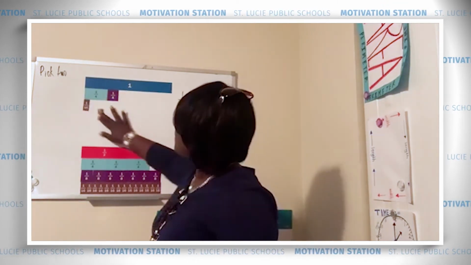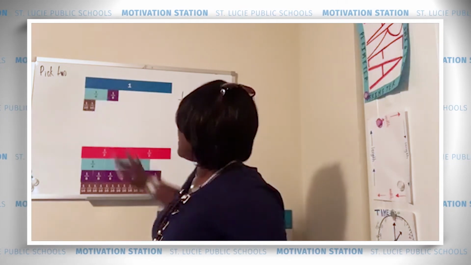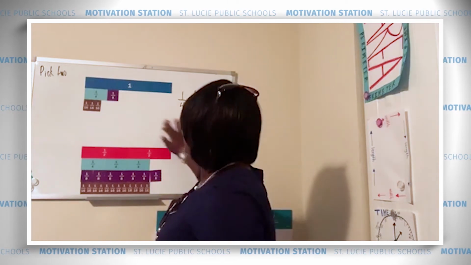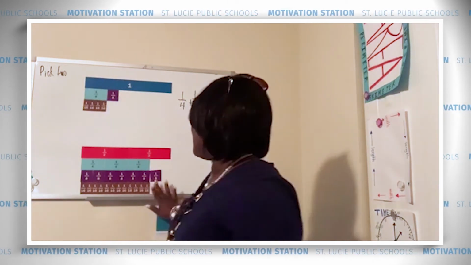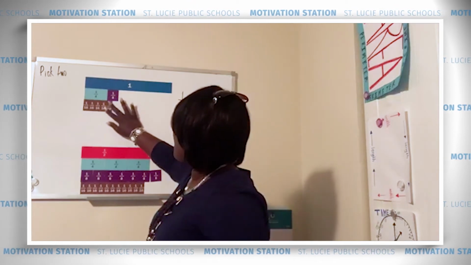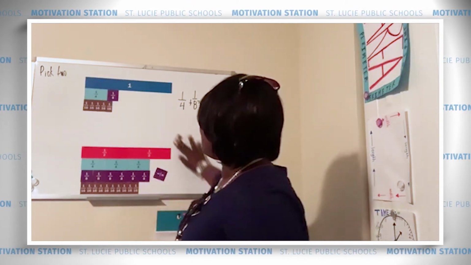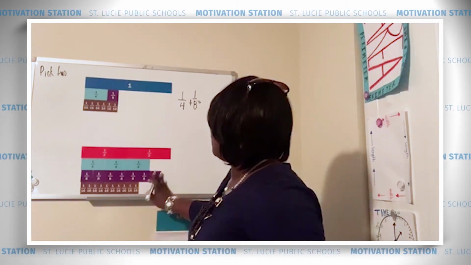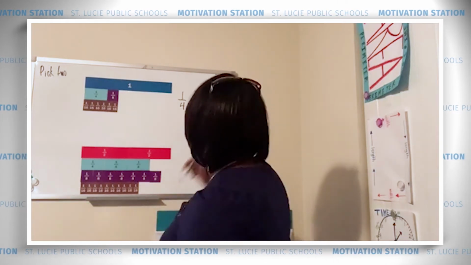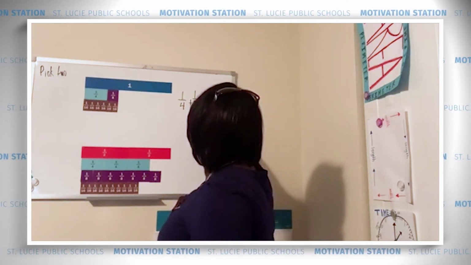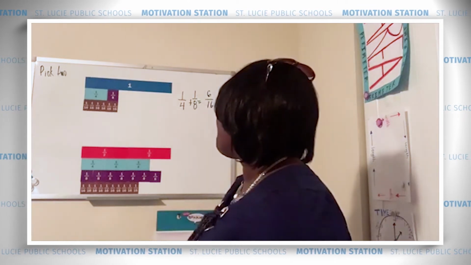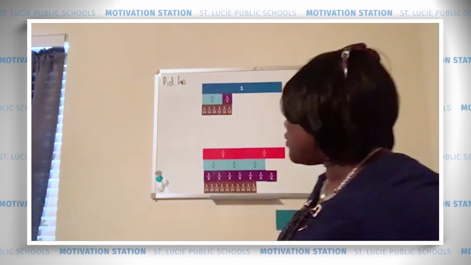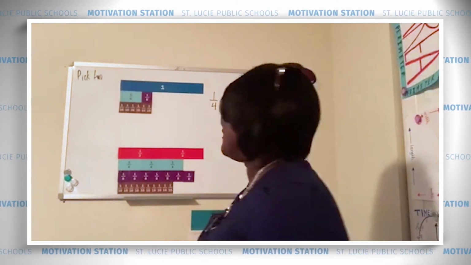1/16, 2/16, 3/16, 4/16, 5/16, 6/16. So 1/4 plus 1/8 is equivalent to 6/16. Wow. Okay, let's do eighths.